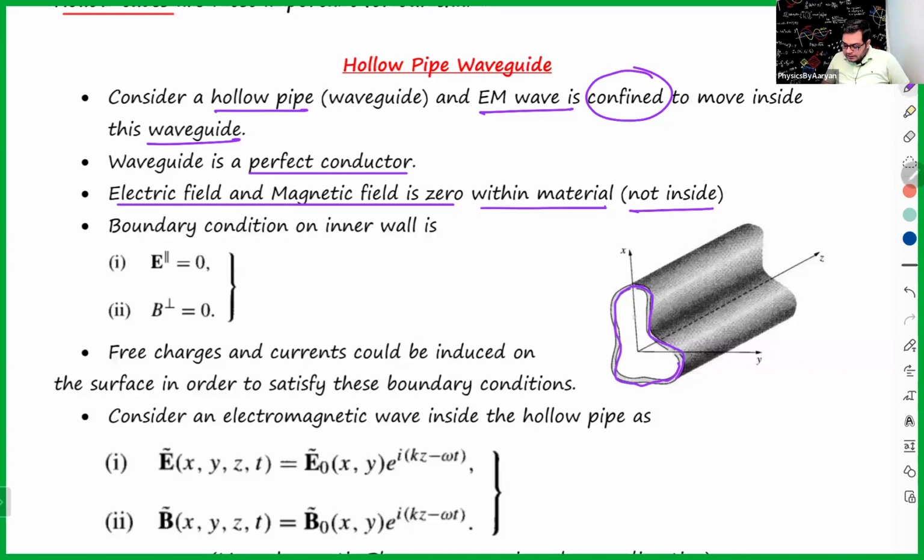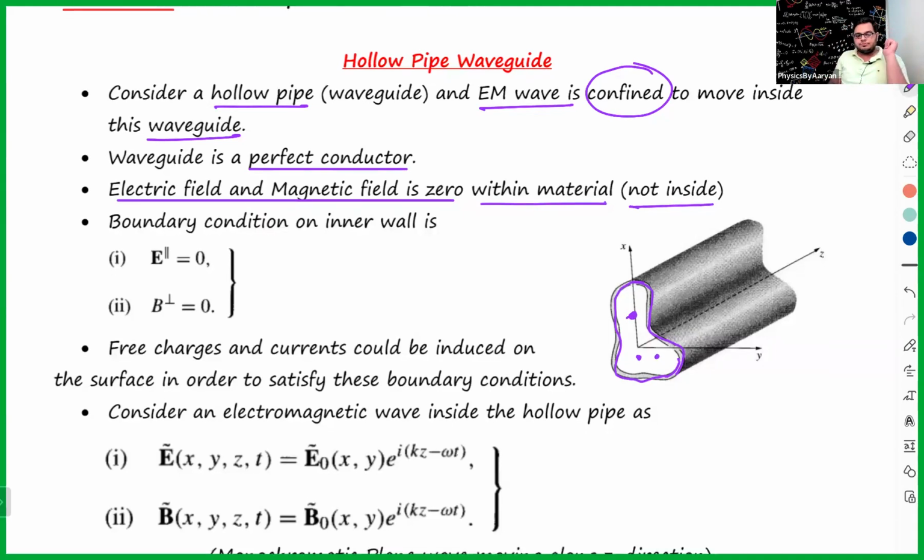It does not mean that inside also electric field and magnetic field is zero. In the empty space, बीच में जो खाली जगह है, वहां पर इलेक्ट्रिक फील्ड है, वहां पर मैग्नेटिक फील्ड है, क्योंकि ईएम वेव वहीं तो ट्रेवल कर रही है. ये जो बीच में we have an empty space, in this space only electromagnetic wave is moving. So electric field and magnetic field is not zero inside. It is zero within this material, this material. Within this material, electric field is zero and magnetic field is zero.